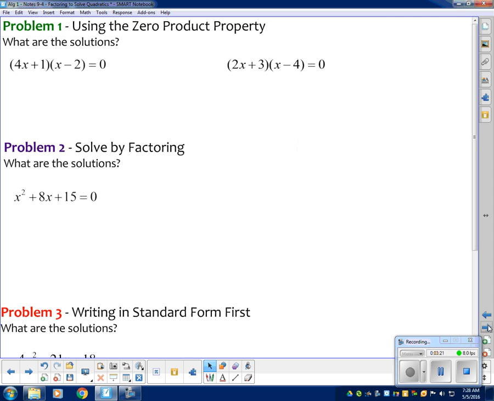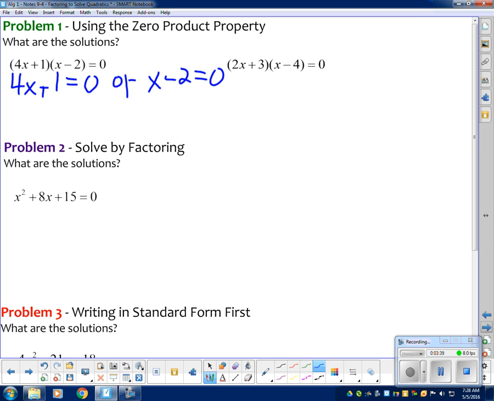Alright, so here's using the zero product property. It says, what are the solutions? These are already in factored form, so we're going to do the same thing we just did on the previous page. Either 4x plus 1 equals 0, or x minus 2 equals 0. So those are my two equations that I need to solve. So this one over here, 4x plus 1, apologize, there goes my board again, equals 0, or x minus 2 equals 0.